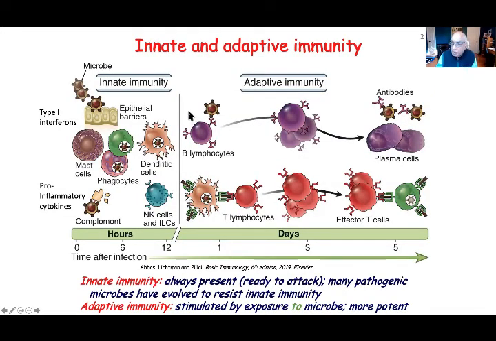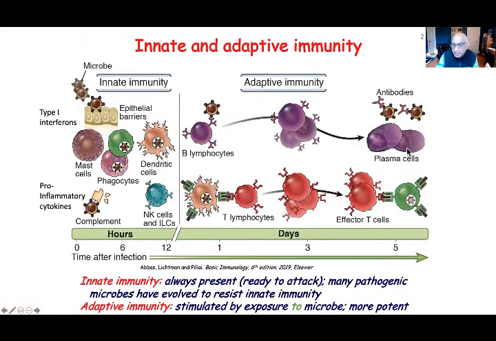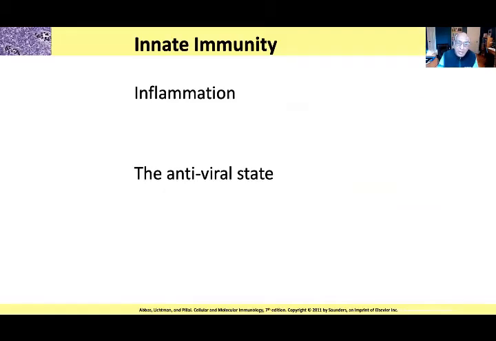So we all know that we have innate and adaptive immunity. Innate immunity has barriers, all the cells you've been hearing about, complement, type 1 interferons, pro-inflammatory cytokines. But adaptive immunity is mainly mediated by B cells making antibodies and T cells, which can either help other cells or can be cytotoxic. Okay, and innate immunity is immediate, adaptive immunity is late. Innate immunity, we break into inflammation and the antiviral state. You can neatly divide it into these two halves.